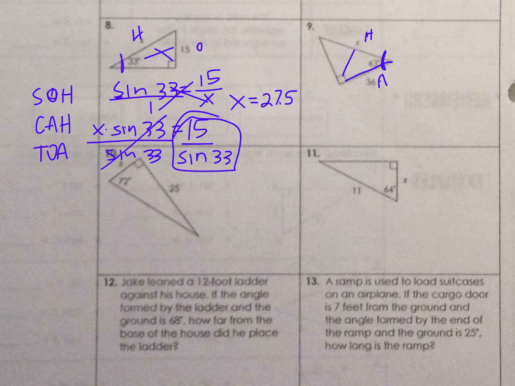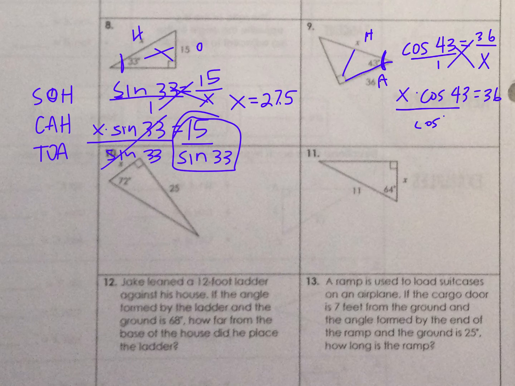And this is adjacent. So I'm dealing with cosine. The cosine of 43 is going to equal 36 over x. I'm going to make this into a fraction. Cross multiply. X times the cosine of 43 equals 36. Divide by the cosine of 43. And you will get x equals 49.2.